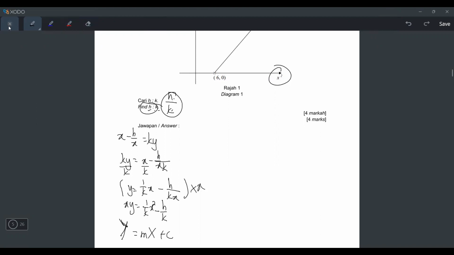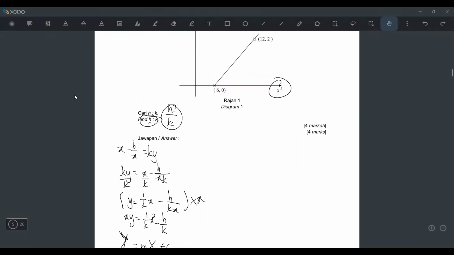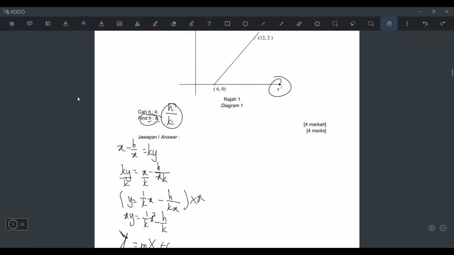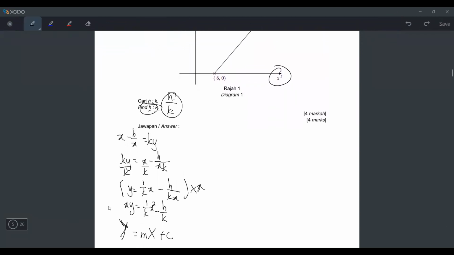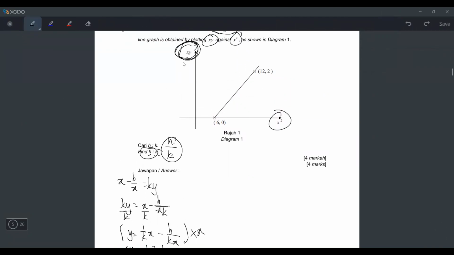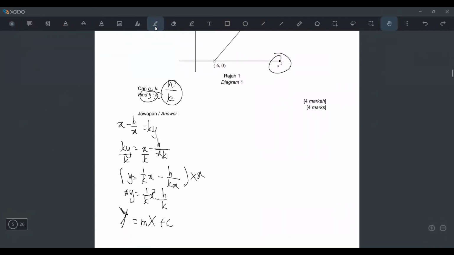But what if you're not confident? You know, you're not sure. Like, is mine correct? If you're not sure, it's okay. You can check your answer. How do you check your answer? You check and see: is the y-axis our xy? The answer is yes, because look at the y-axis, it matches. And then check for your x-axis. Is the x-axis our x squared? The answer is also true. You see, the x-axis is x squared.